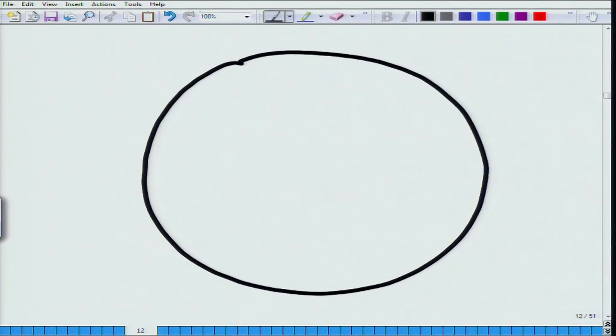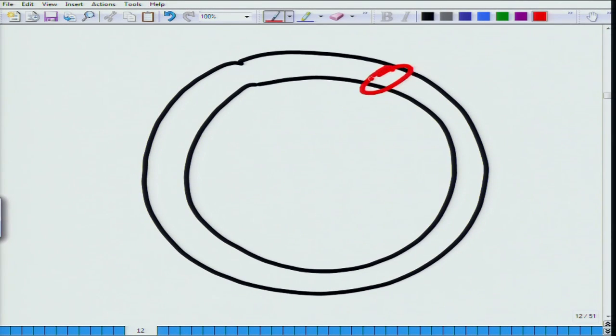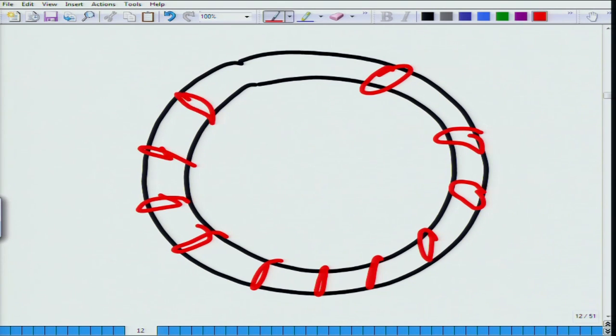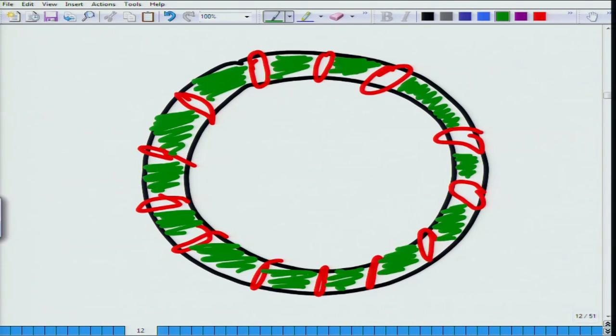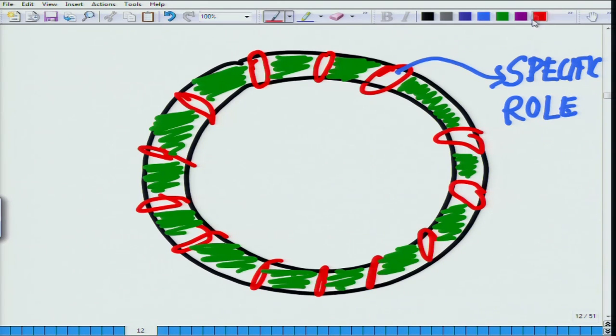Now, talking about the membrane structure, I told you that there are specific proteins all over the place. They are embedded like this, and the rest is all lipids. These red ones are the proteins which are embedded there, and the green shading I am doing now are the lipids, like this, and we will come to the orientation of the lipids. These specific proteins, in red in this picture, have very specific functions. They could be channels, pores, or pumps, but they have a specific role to play.